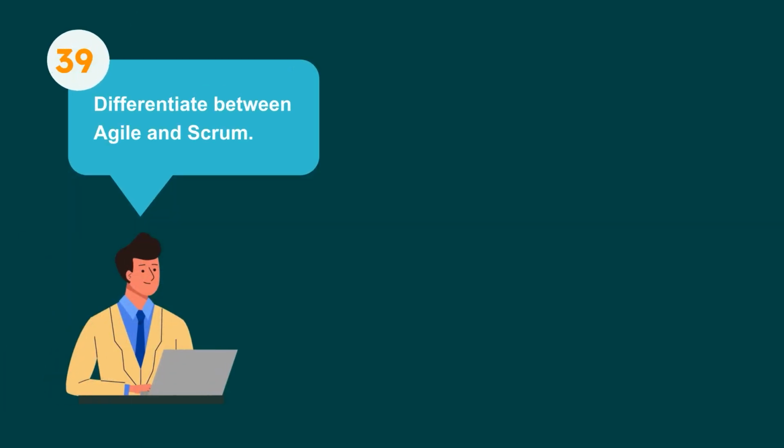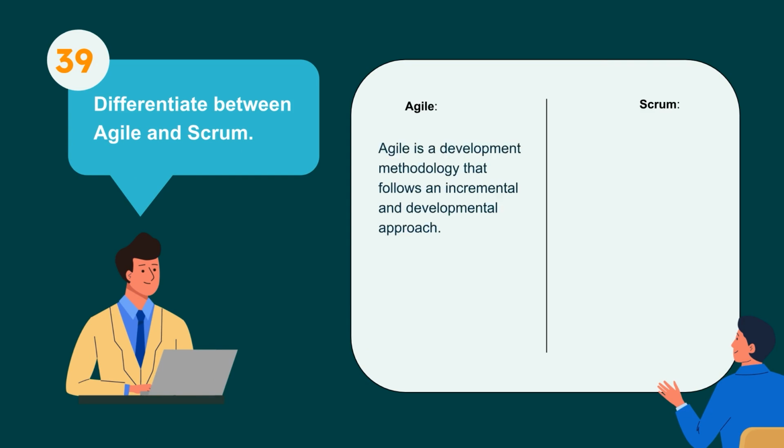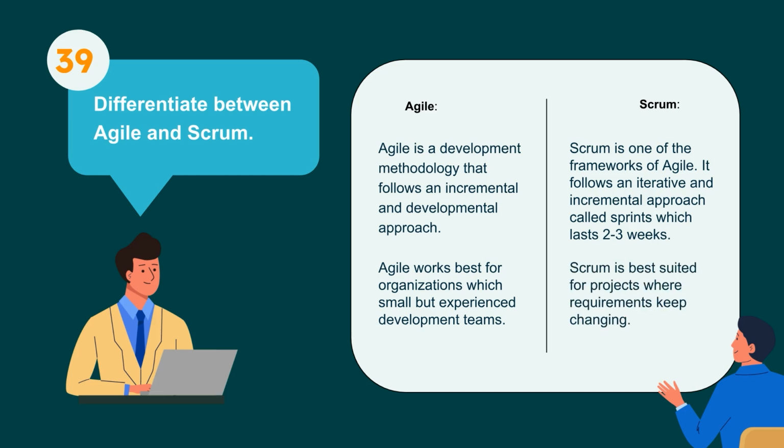39. Differentiate between Agile and Scrum. Agile versus Scrum. Agile is a development methodology that follows an incremental and developmental approach. Scrum is one of the frameworks of Agile. It follows an iterative and incremental approach called sprints, which lasts 2 to 3 weeks. Agile works best for organizations with small but experienced development teams. Scrum is best suited for projects where requirements keep changing.